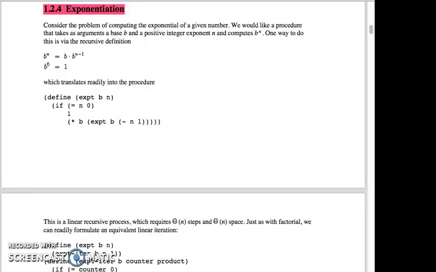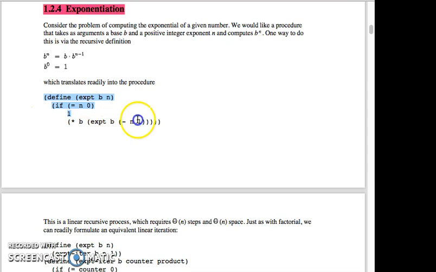1.2.4 Exponentiation. Consider the problem of computing the exponential of a given number. We would like a procedure that takes as arguments a base b and a positive integer exponent n and computes b raised to the n. One way to do this is via the recursive function b^n equals b times b^(n-1), and b^0 is equal to 1, which translates readily into the procedure.